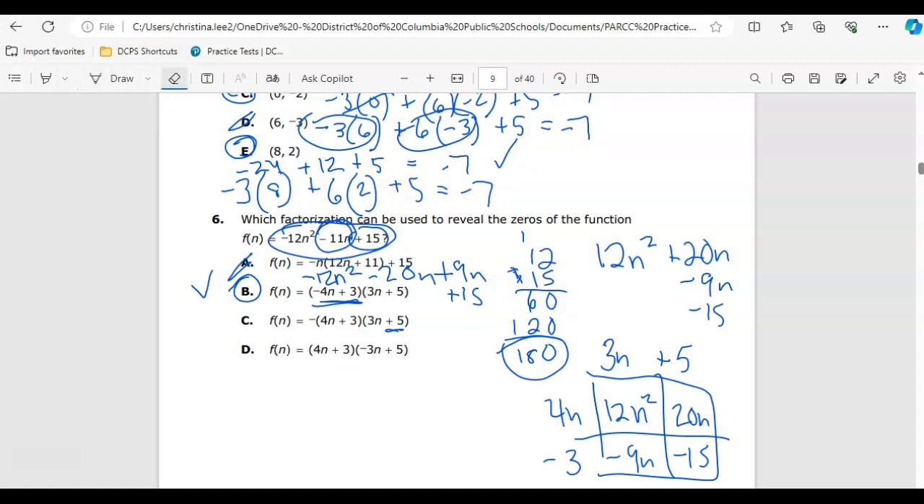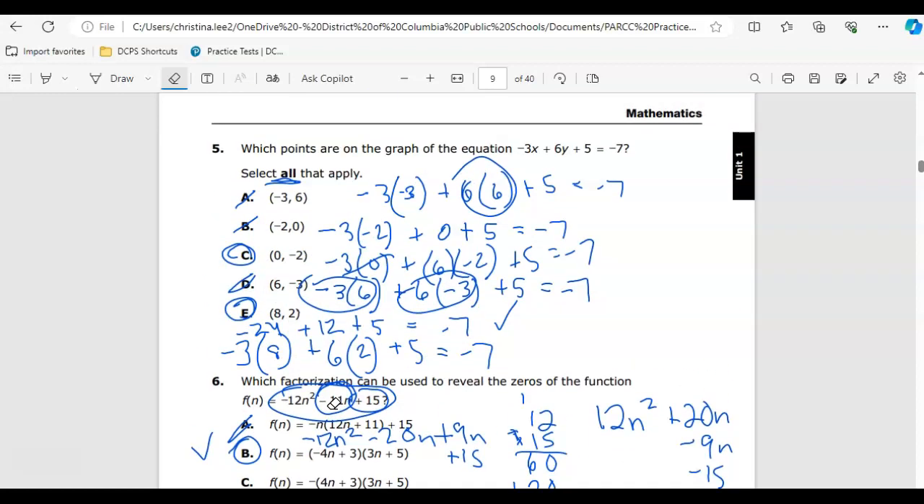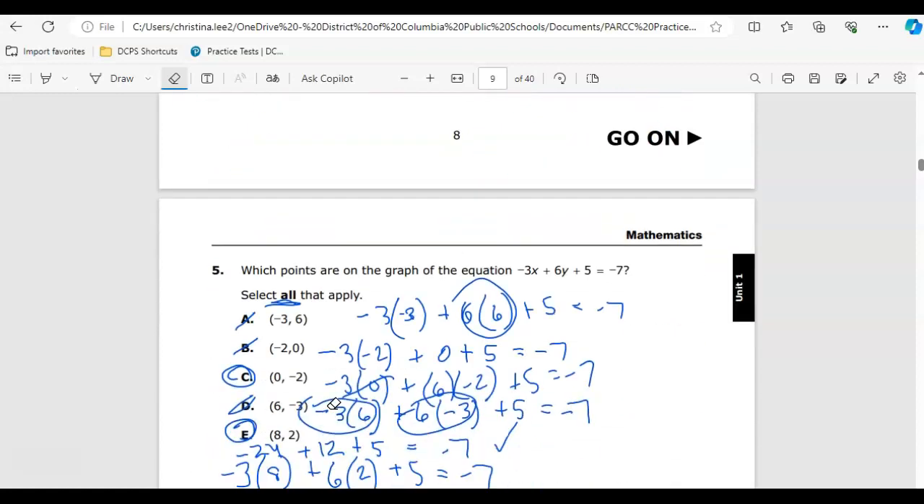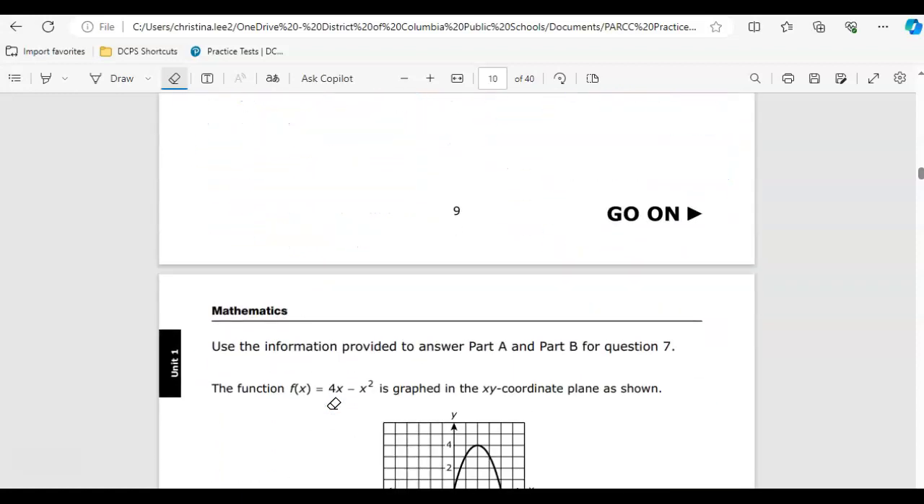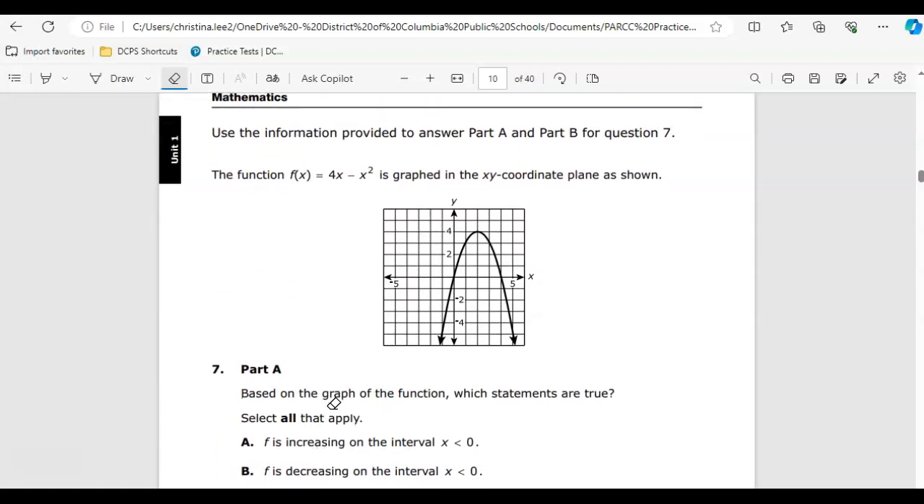Okay, so you can go forwards or backwards, whichever way is easiest for you. I went ahead and factored myself, but again, if you want to multiply through, you can try that. So that's numbers 4, 5, and 6. In the next video, I will go over number 7.